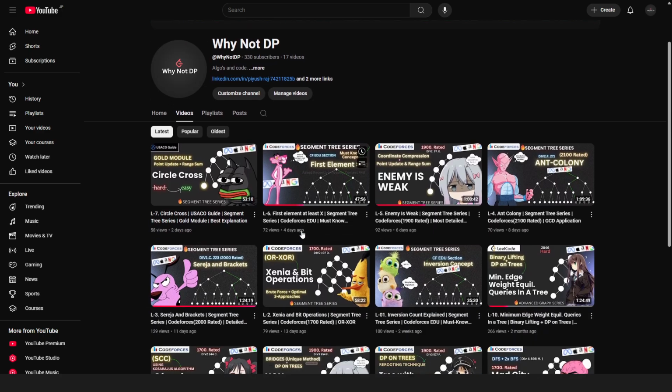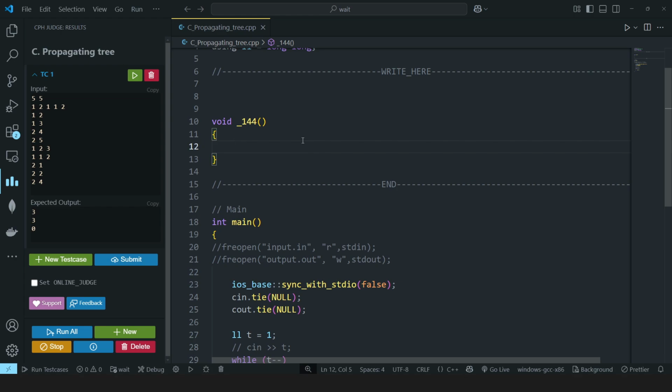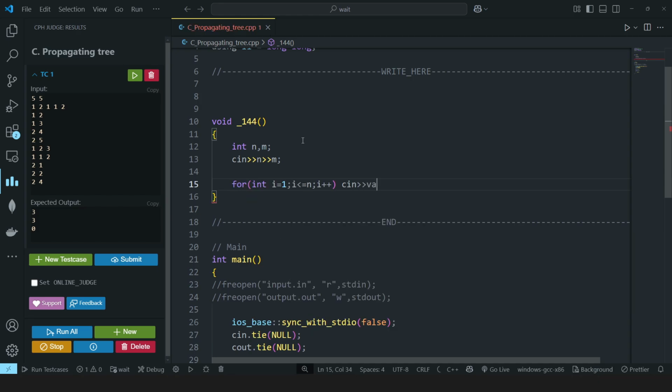And let us now go to the code editor and quickly code this up. So first we have to take the inputs of n and m. And then we have to take the input for the n integers, and I will store it in a vector, let's say as val. So let me declare this val here globally.